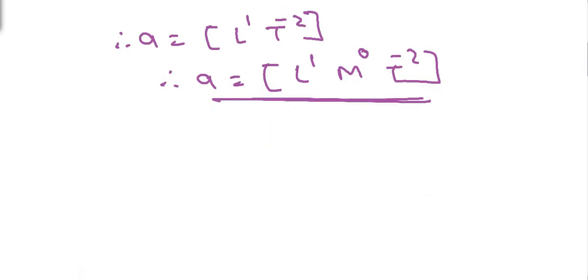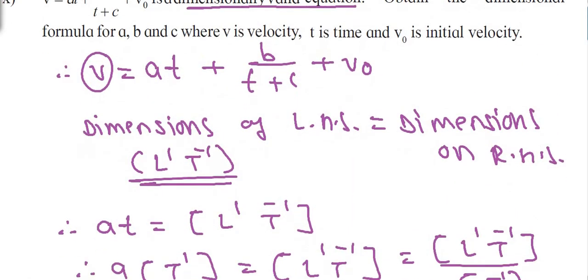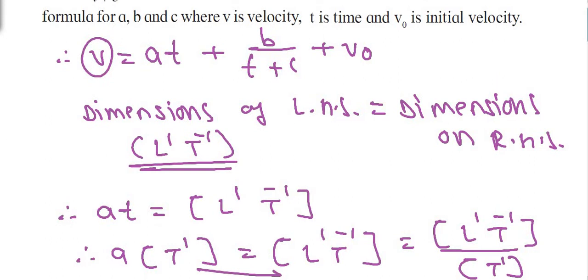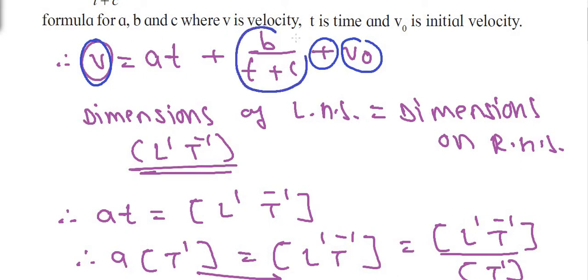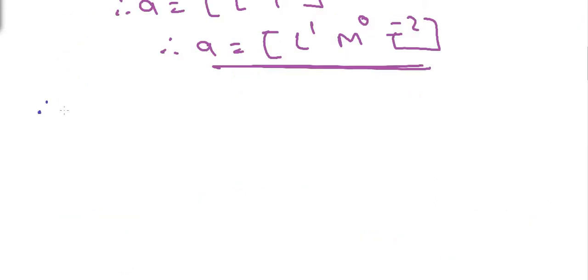Now let us find the dimensions for B. Now b upon t plus c. This term also has dimension same as that of velocity. Now we know dimensions on LHS equal dimensions on RHS. So velocity, so right hand side also velocity. This is v0, velocity. This is added to b upon t plus c. Just now I told you that you can add or subtract only those terms which have the same dimensions. So b upon t plus c also has the dimensions of velocity.